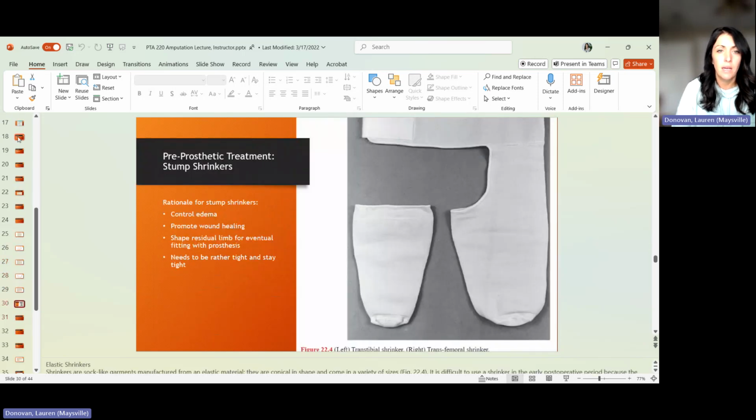So like I said, I'm going to move on and I'm going to get to, oh, there it is. These pre-prosthetic treatments are called shrinkers. This is to help control edema, promote wound healing, and shape the residual limb to eventually fit that prosthetic properly. It needs to be rather tight and stay on tight. So you kind of do it from the inside out. Let's say that this is the residual limb at the distal end. You put that stocking on inside out, and then that way you can start from the bottom and wrap it up to the top. And you just want to make sure there's no lines at the bottom, because they usually have lines, and you don't want it to irritate the skin at the distal end. You want to make sure it's on all the way and doesn't have any gaps at the bottom of it.